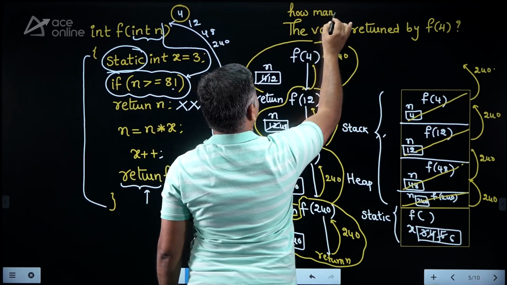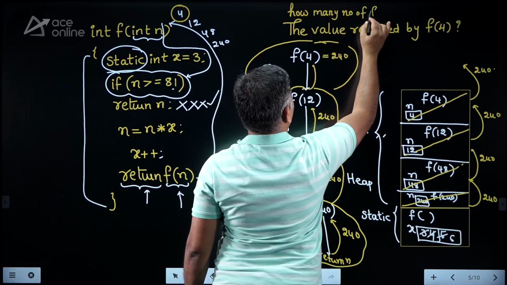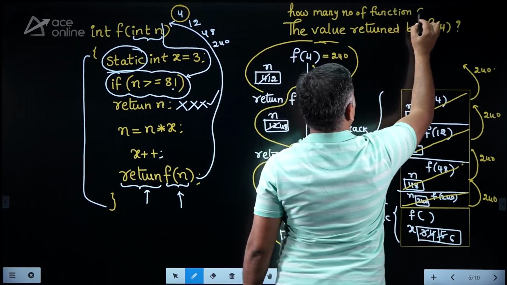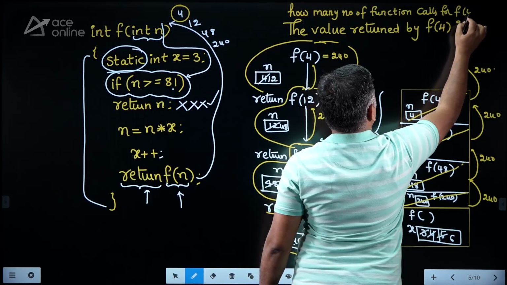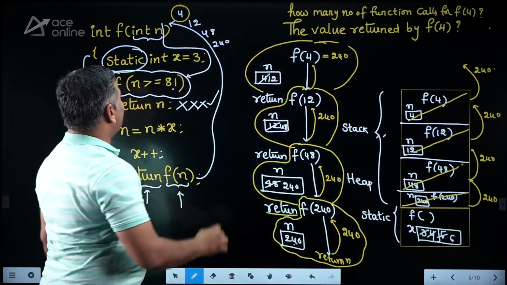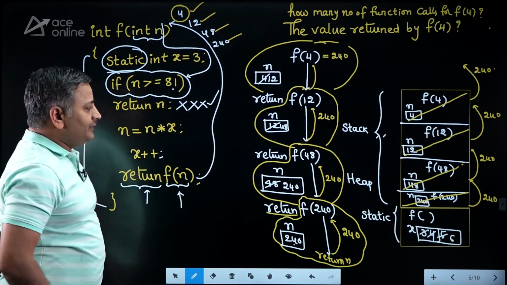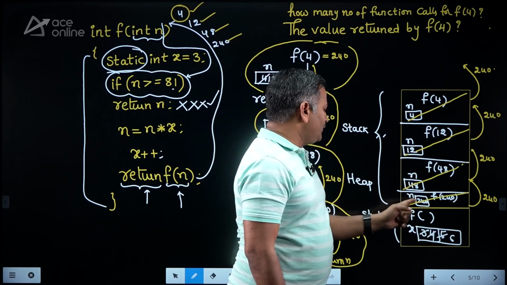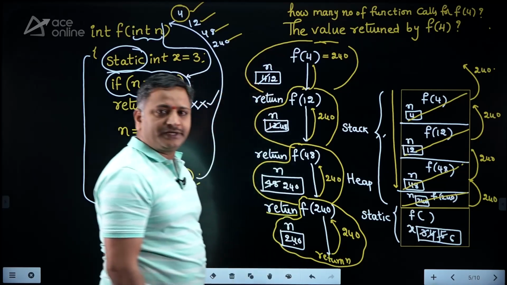because I am telling all these points based on the previous year GATE question. How many function calls for f of 4, including the initial call? We can say 1, 2, 3, 4 function calls are there, friends. Okay. For space complexity, how many activation records are in the stack? 1, 2, 3, 4. So the maximum depth of the recursion tree is 4.